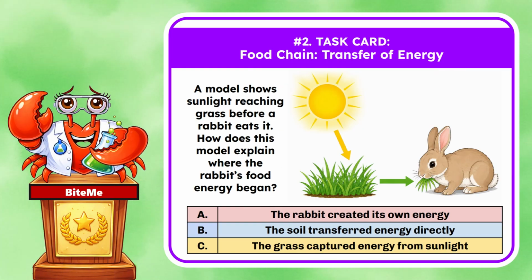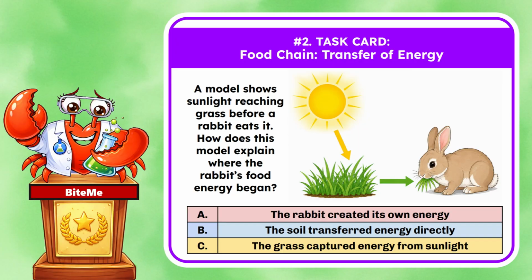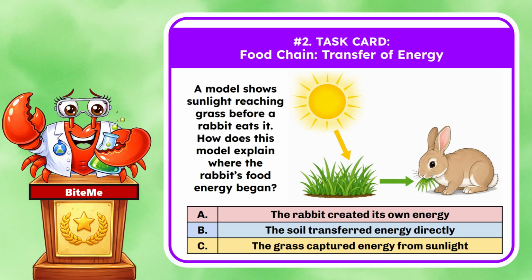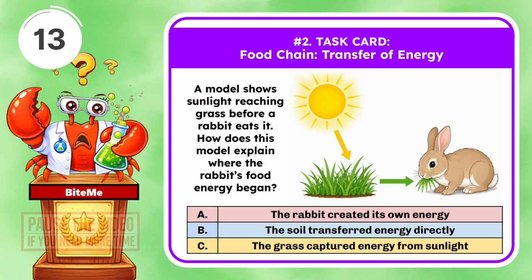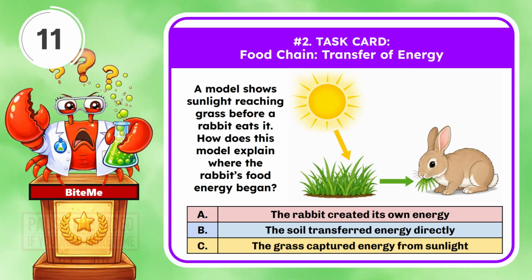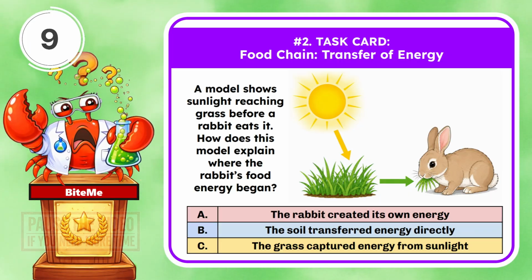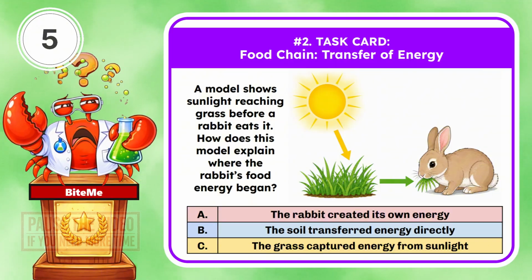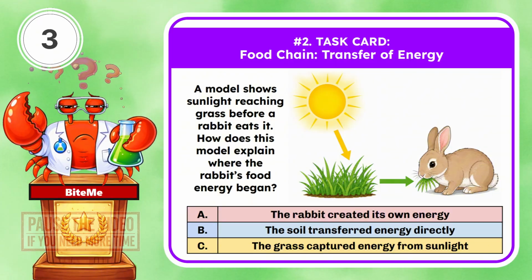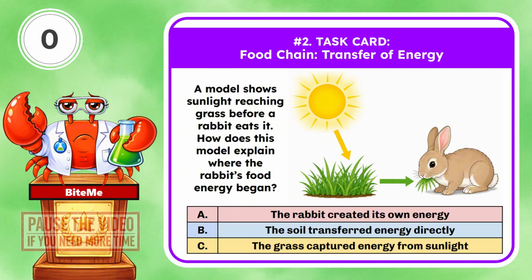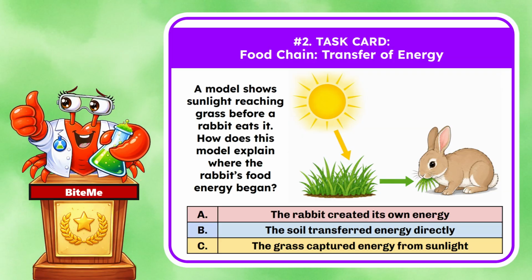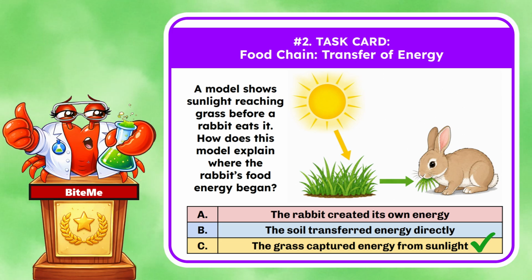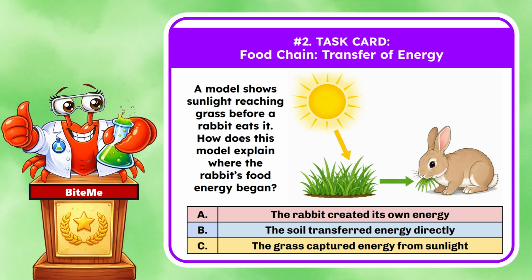A model shows sunlight reaching grass before a rabbit eats it. How does this model explain where the rabbit's food energy began? And the correct answer is letter C, the grass captured energy from sunlight.